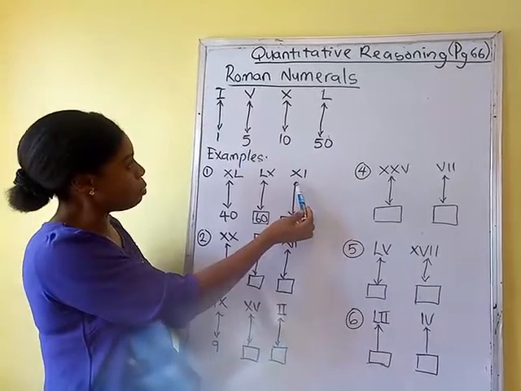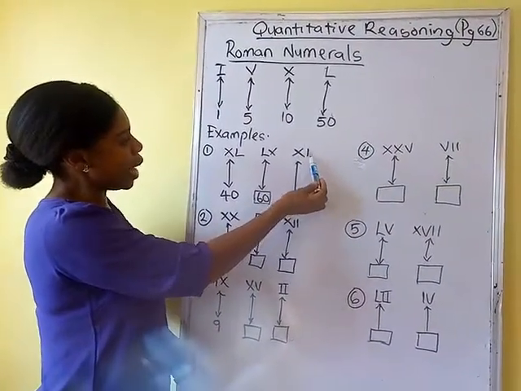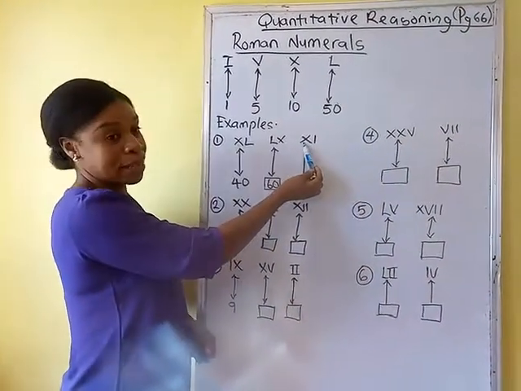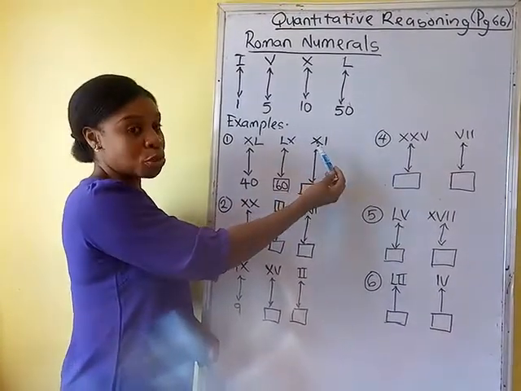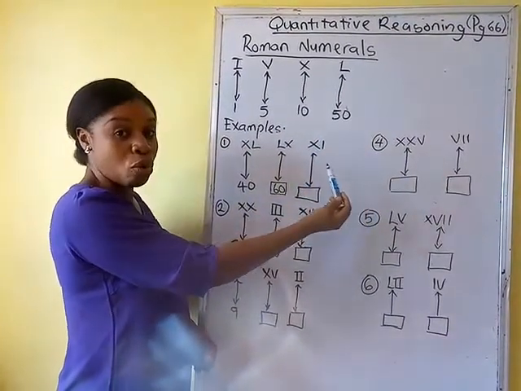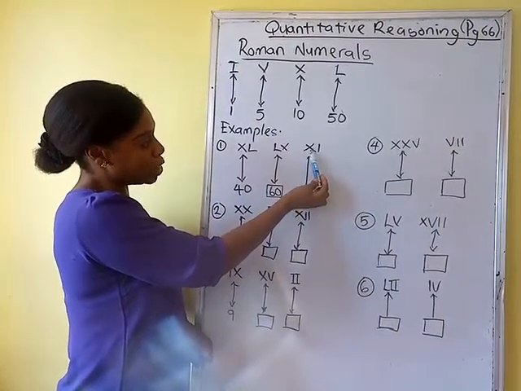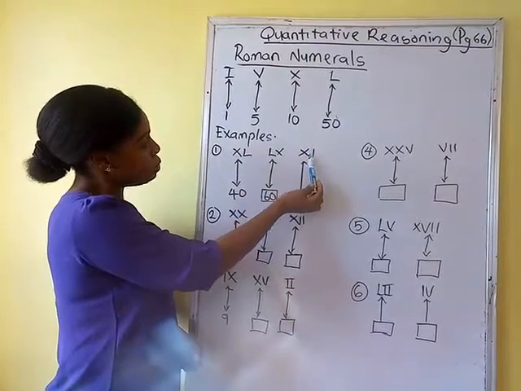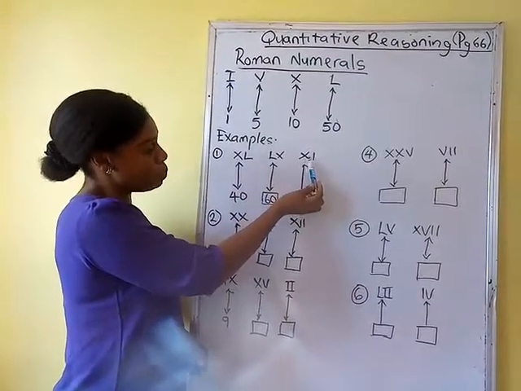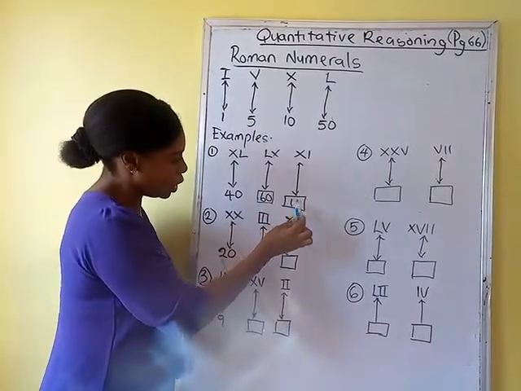Here we have another Roman numeral. We have XI. X represents 10 and I represents 1. I told you that when the smaller number is on your right-hand side, you always add. So it tells you that you are going to add X and I. X representing 10 and I representing 1, which will give you 10 plus 1 gives you 11.